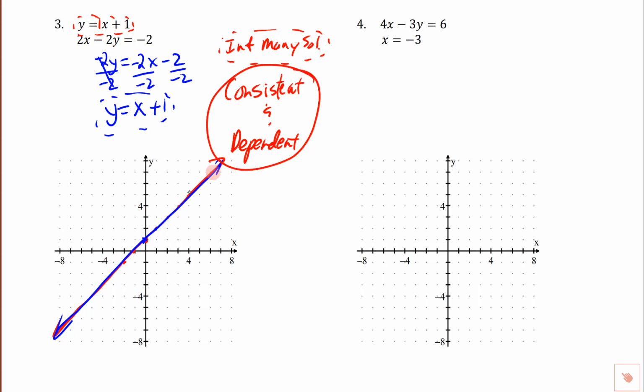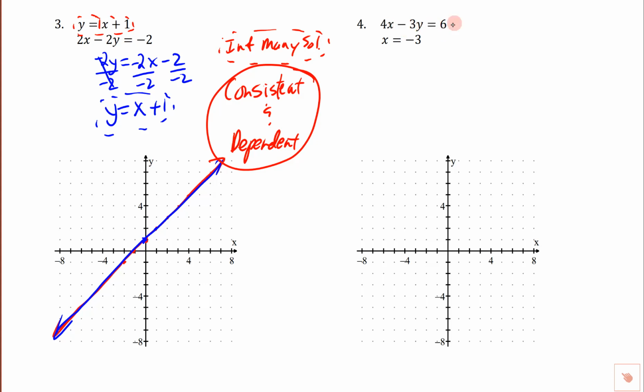Now, we can't really, well, I guess we could list these if we put these in set builder notation or something like that. But suffice it to say that these lines are exactly the same. It's consistent and dependent. We have infinitely many solutions. Looks like that. And then we'll take a look at this other one here.